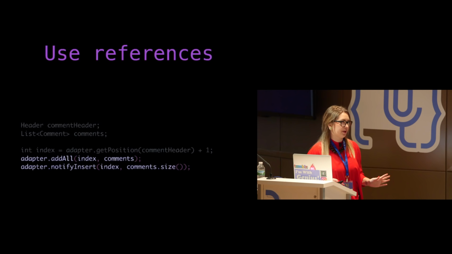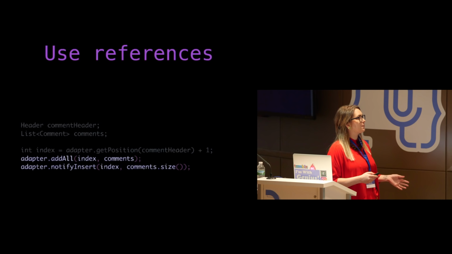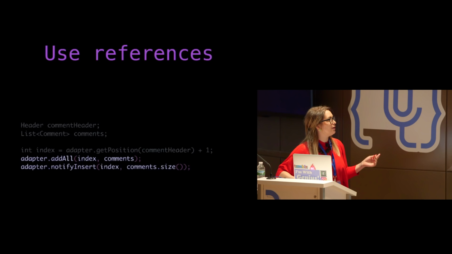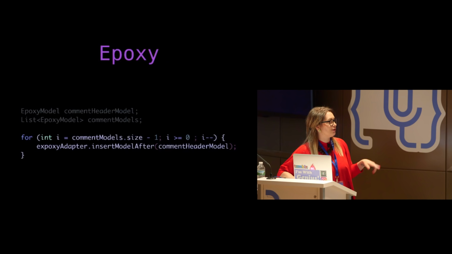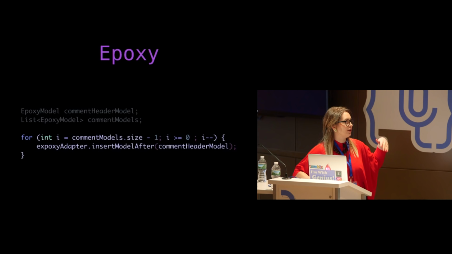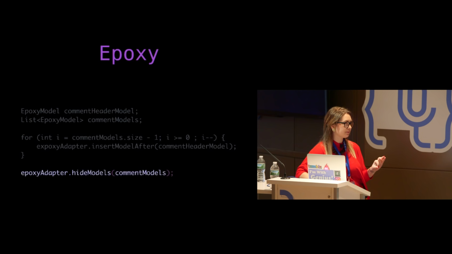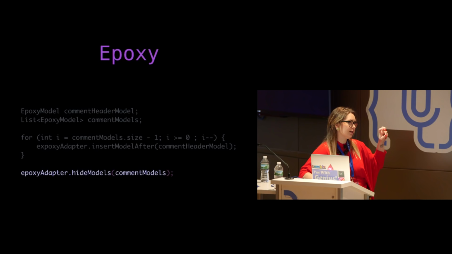Epoxy has actually put some thought into this. So this is how it would work using Epoxy. You would hold on, again, to the specific header. And then when your comments come back, you would make a list of comment models. And then because we have the reference to the header, we can use this relative insertion method, insert model after. And we could iterate the list in reverse order, inserting them after the header. And it also notifies for us. So that's cool. And finally, it also lets you show and hide content which is still logically present. For example, your user probably perceives that the comments are still in the list somehow, even if they're collapsed. So this lets you think about it that way also.